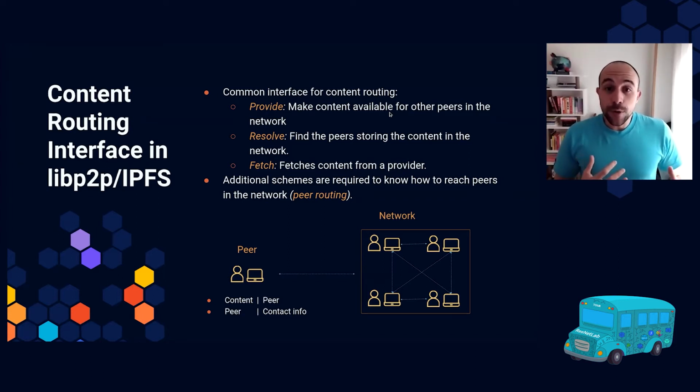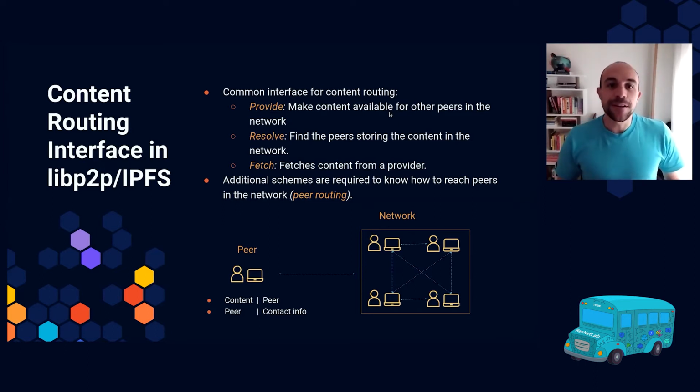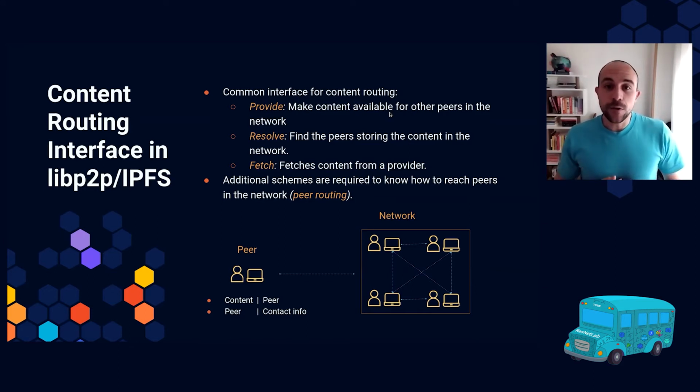According to the specific protocol that implements this interface, we may need additional schemes to find ways in which we can contact the peers that are storing that content. And these schemes, we call them peer routing. This is the case, for instance, for the DHT. In the DHT, we use the DHT as a directory in order to find all of the contents that is stored in the network, as we're going to see in a moment. But we also use the DHT to store information about how to contact the different peers that are connected to the network.